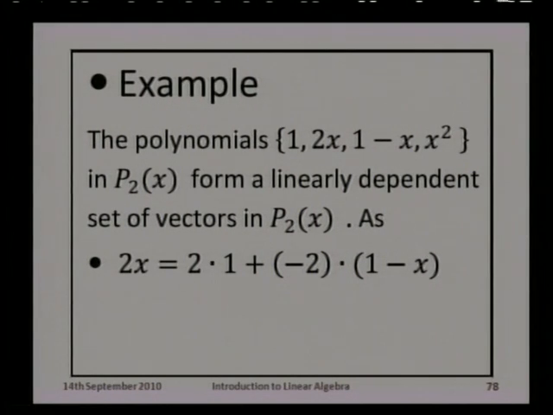The polynomials 1, 2x, 1 minus x, x square in P2(x) form a linearly dependent set. You can very easily check that 2x equals 2 times 1 plus minus 2 into (1 minus x). That means the vector 2x is represented as a linear combination of 1 and 1 minus x, and therefore they are linearly dependent.